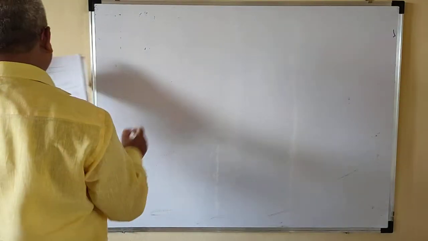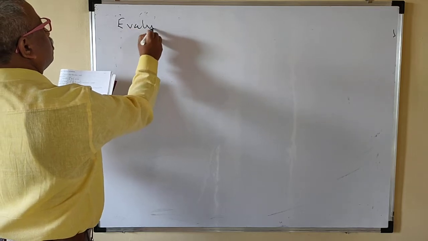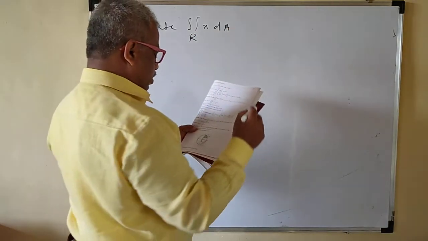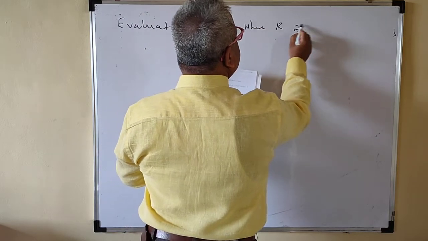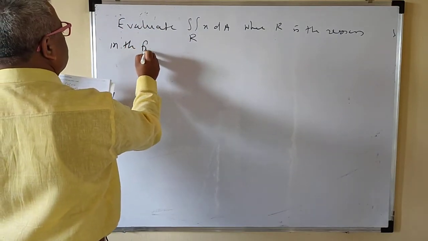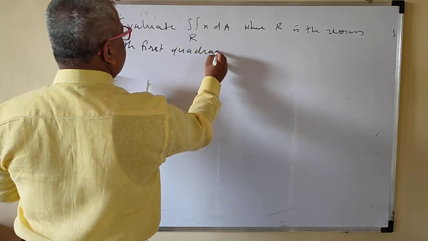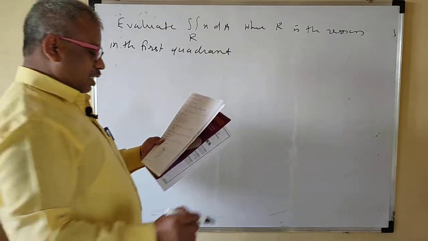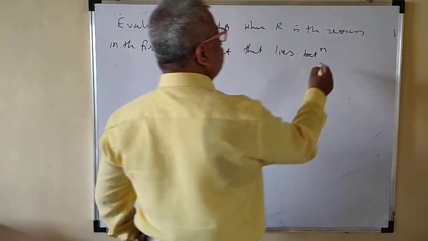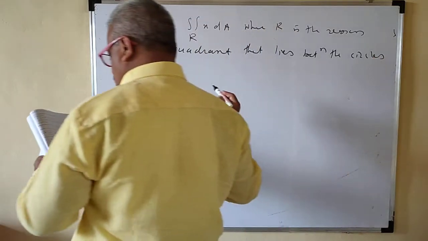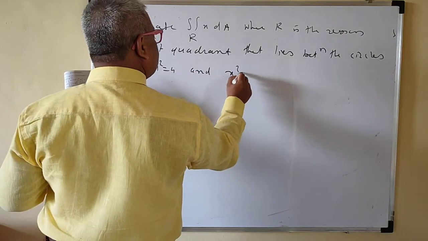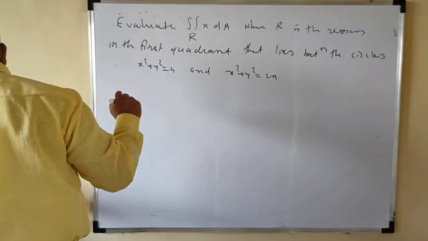Okay, we'll take one more problem. Evaluate the double integral over R of x dA, where R is the region in the first quadrant that lies between the circles x² + y² = 4 and x² + y² = 2x.